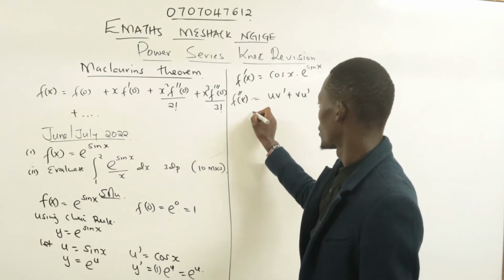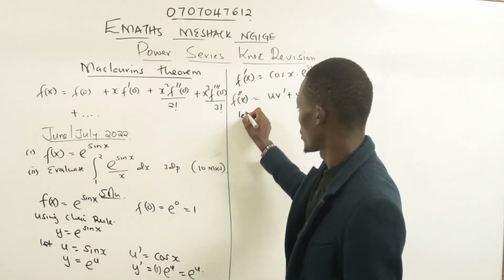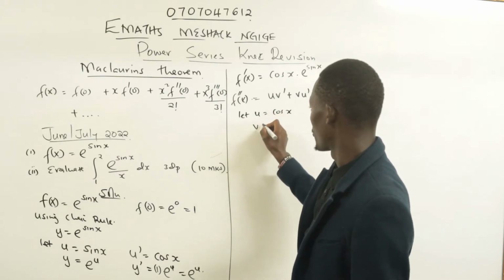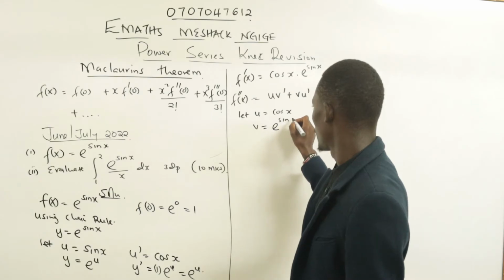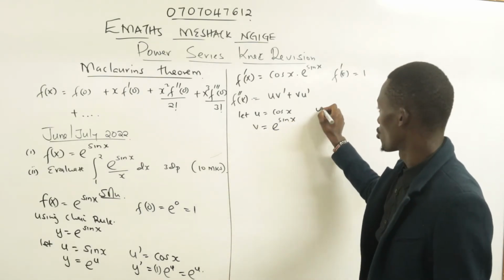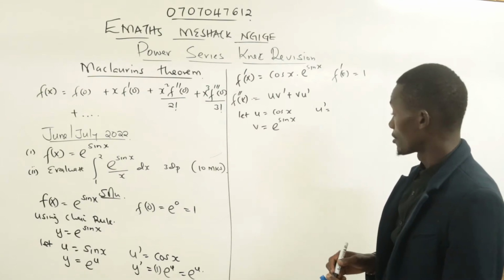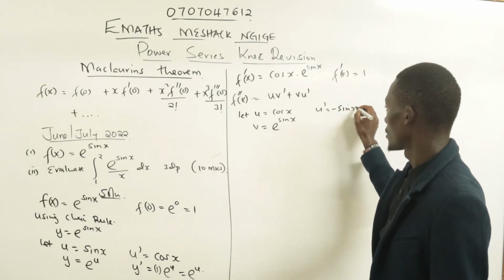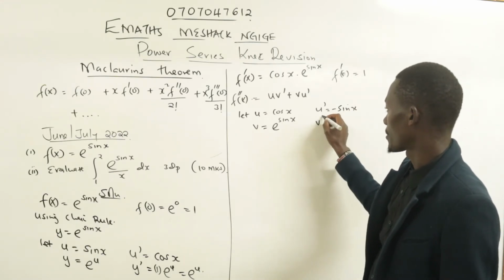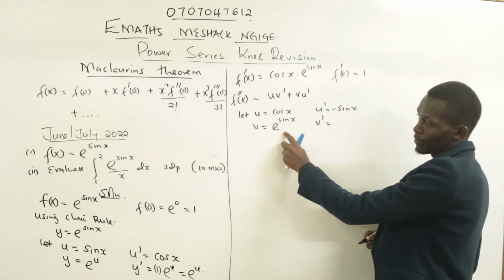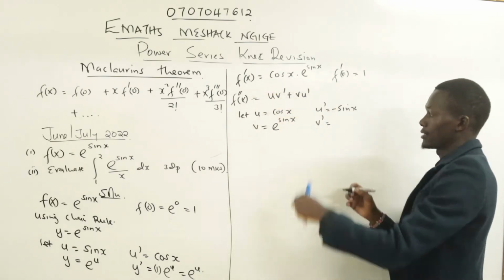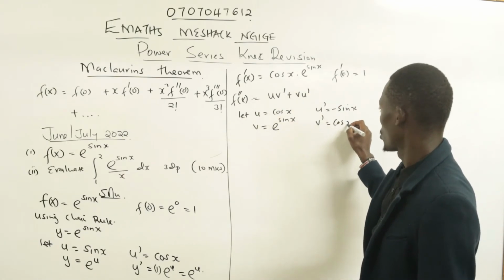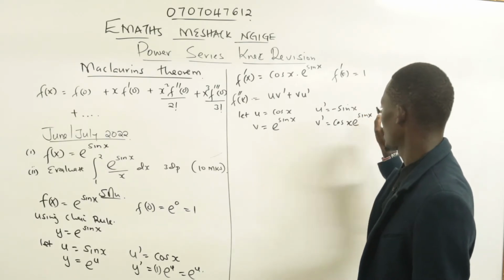In this case we shall let our u be the cosine of x, and then we shall let our v be the exponent of sine of x, right? Your u prime is the derivative, are you together? When you differentiate cosine you get negative of sine of x. For v prime, we already know the differential of this. The differential of this is the whole of this, so we shall have cos of x exponent sine of x.